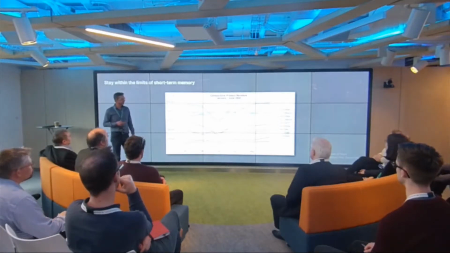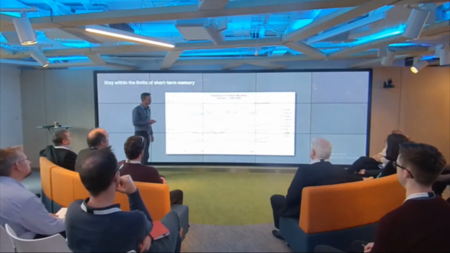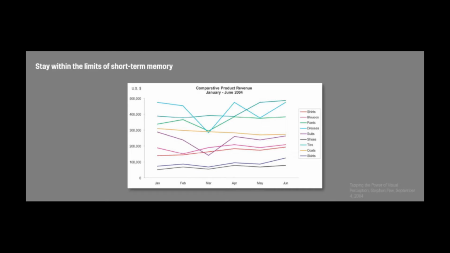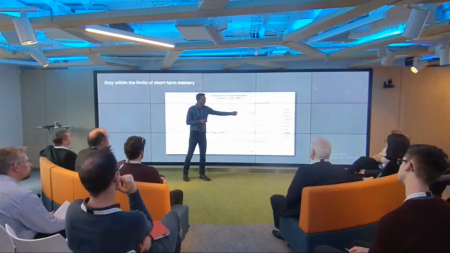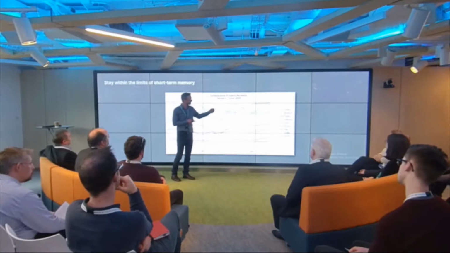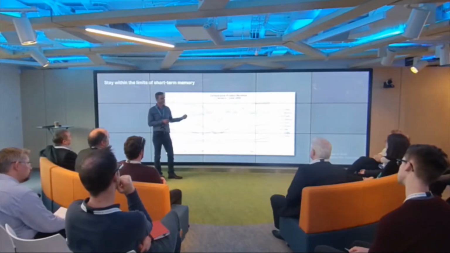Then we looked at short-term memory. In this simple example, we can see the problem that we have when we have cognitive overload. Even though it's a simple graph, the fact that we've got 9 categories here means that we have to refer back and forth between the legend and the graph to be able to read this more easily.